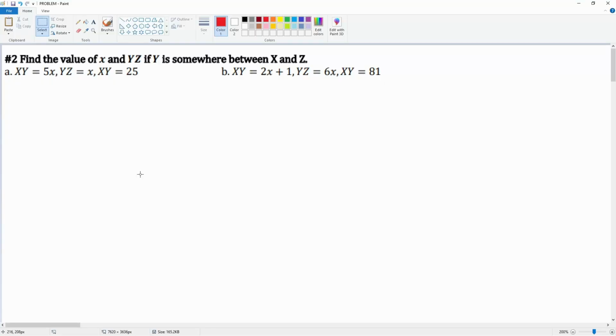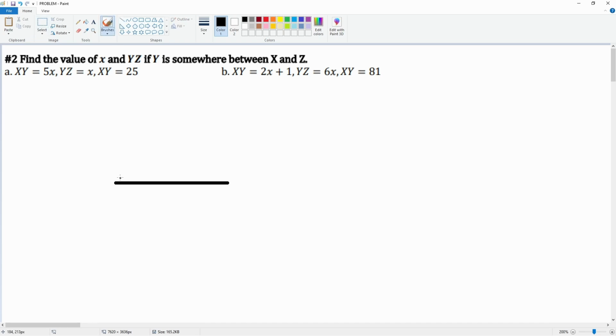This is section 1, number 2. It says find the value of x and yz if we know that y is somewhere in between x and z. So let me draw this line first here, and this line is going to be used for both.